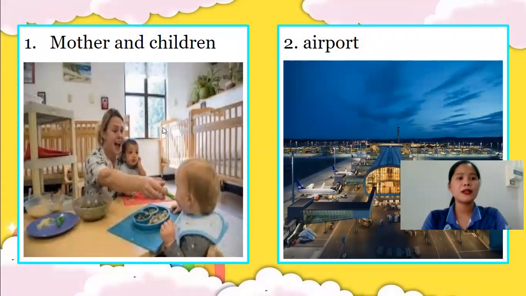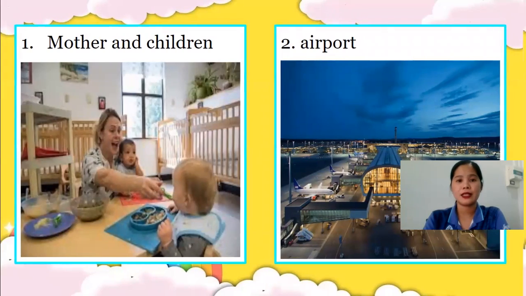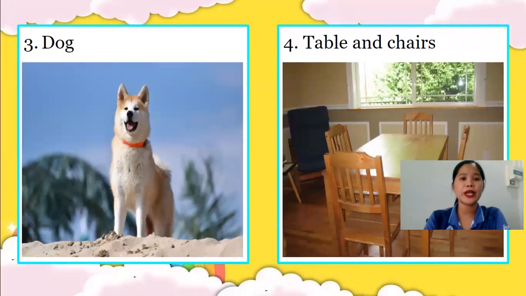Number one, we have mother and children. Okay, mother and children. What kind of noun do these belong to? Person, thing, place, or animal? So you write it down, number one. Number two, airport. Airport. Again, we have person, thing, place, and animal. Finished? Okay, let's proceed to number three.